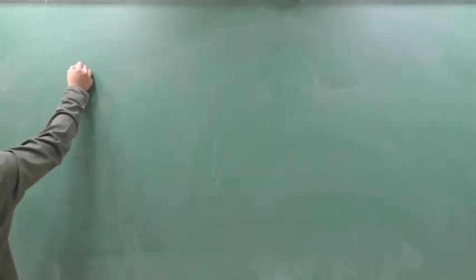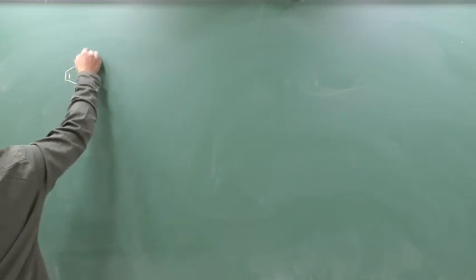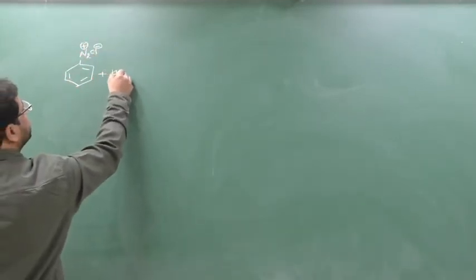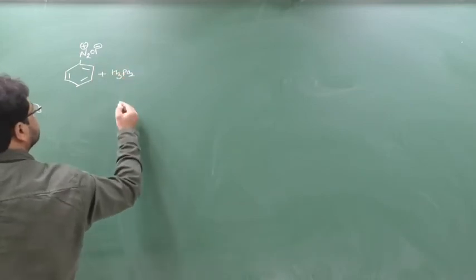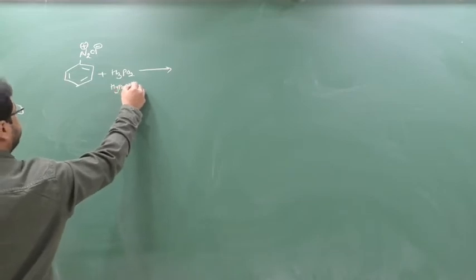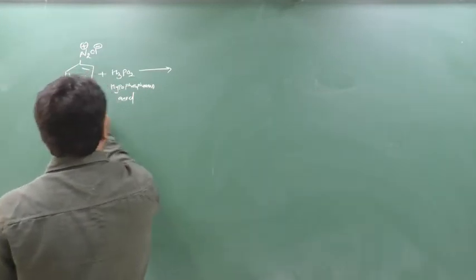See here. Take benzene diazonium chloride. Please be focused here. No mechanism, just the direct answer we have. Benzene diazonium chloride we have, and here I am reacting it with H3PO2, hypophosphorus acid, this you know. Clear?